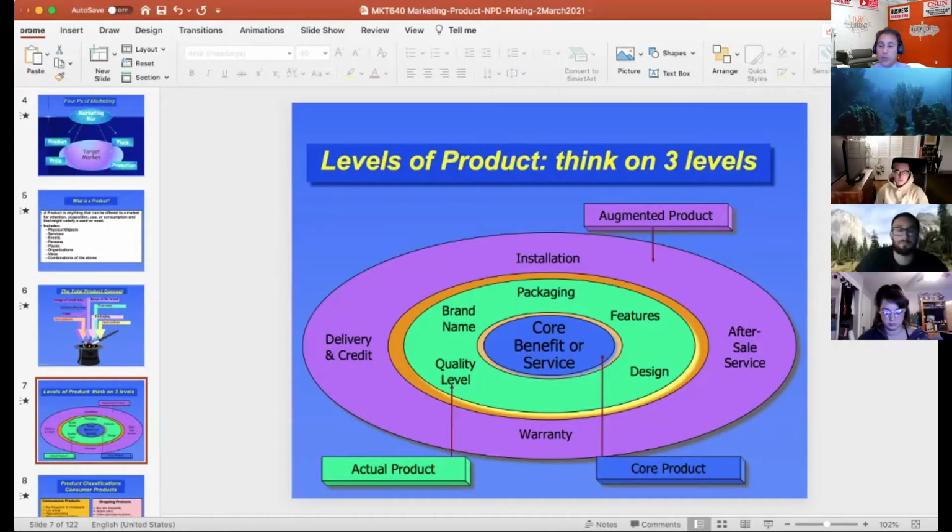Education, exactly. So the core benefit is education, acquiring knowledge. What would be the actual product? Classes. Courses. Yes, exactly. The courses, the classes, the programs, the different lecture expertise, the image of CSUN. All right. And then the augmented product.